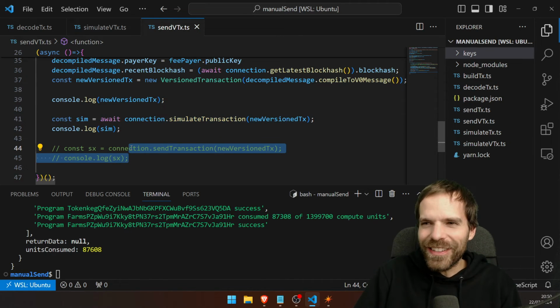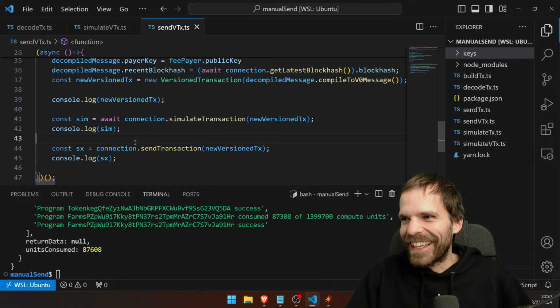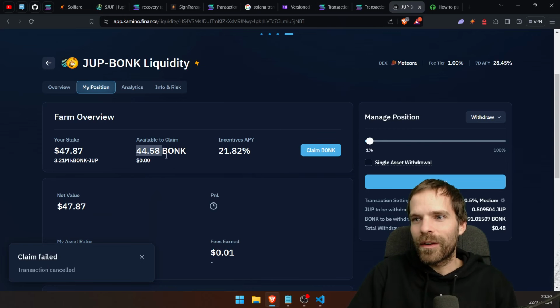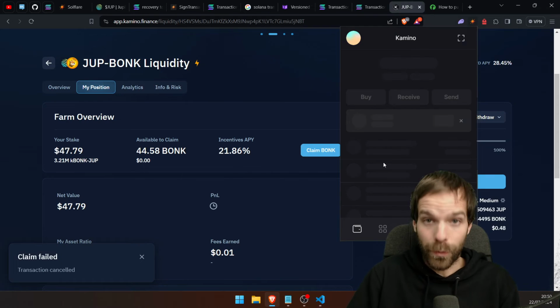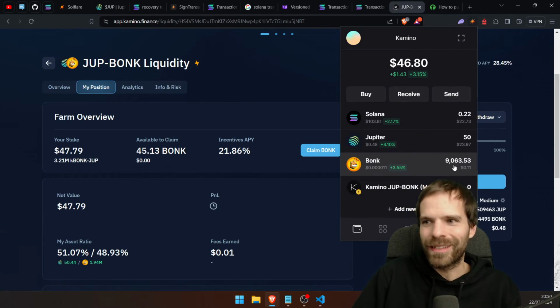So let's actually send this. Should we? Let's do it. Let's send it. Why not? Why not harvest our bonk? Here, there we now have 44 bonk. In my Kamino wallet, that is bricked by the way, I have 9k bonk. So basically, I'm gonna claim some. So in the end, I should have 9,100 and something bonk.